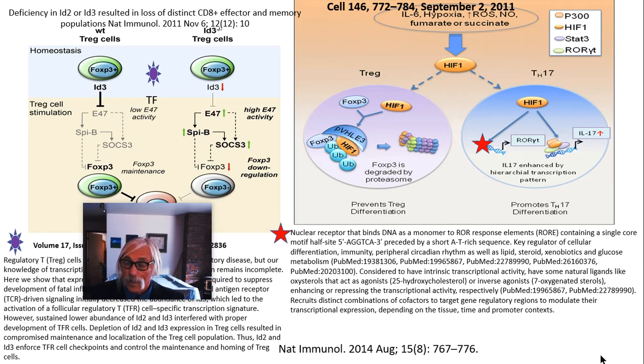Considered to have intrinsic transcriptional activity, they have some natural ligands like oxysterols, which are generated from cholesterol becoming oxygenated, and they act as agonists. For example, 25-hydroxycholesterol is one of them. Or inverse agonists, like 7-oxygenated sterols, different than 25-hydroxycholesterol. And they enhance or repress the transcriptional activity respectively. Recruits distinct combinations of cofactors, that's showing here, and they target gene regulatory regions to modulate transcriptional expression depending on the tissue, time, and promoter context. You see there are all of the members of the orchestra, the molecular orchestra involved here.